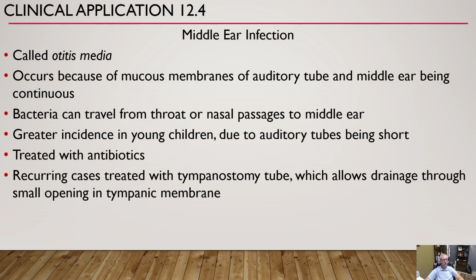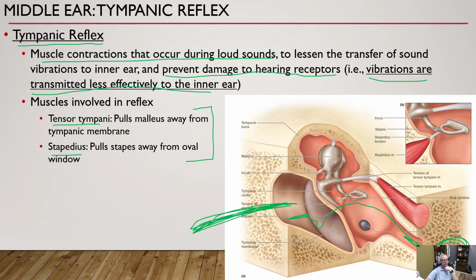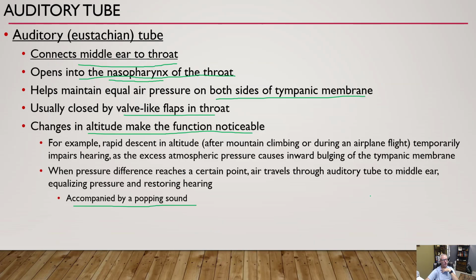All right, so middle ear infections, we call that otitis media. Basically, it's treated with antibiotics. A lot of young children have this because those auditory tubes, that eustachian tube, is very short. You can get a sore throat. A lot of bacteria can get in your throat and migrate backwards up into your middle ear.